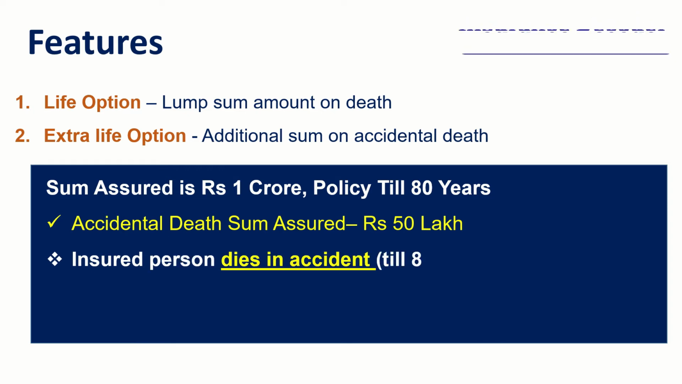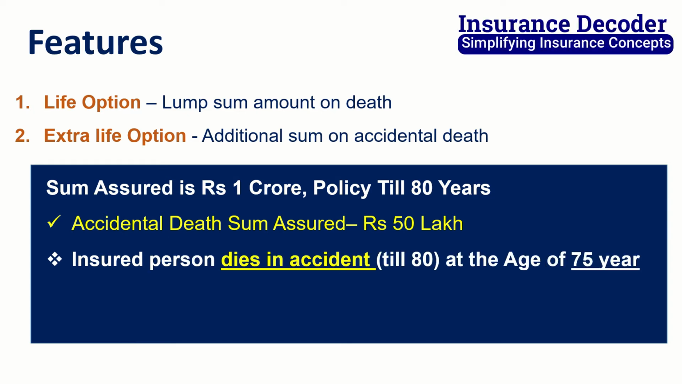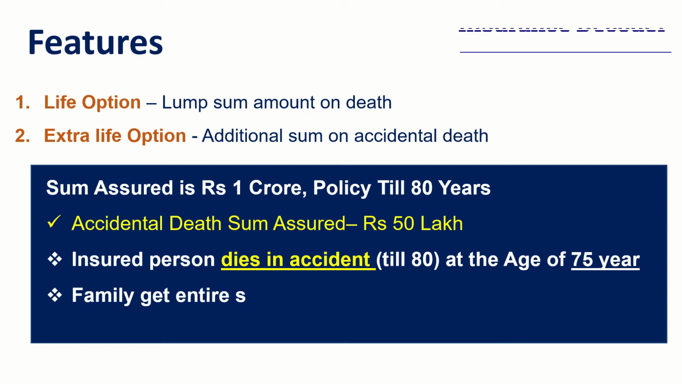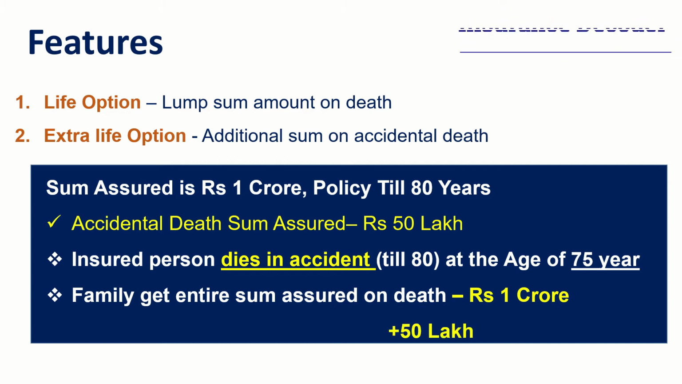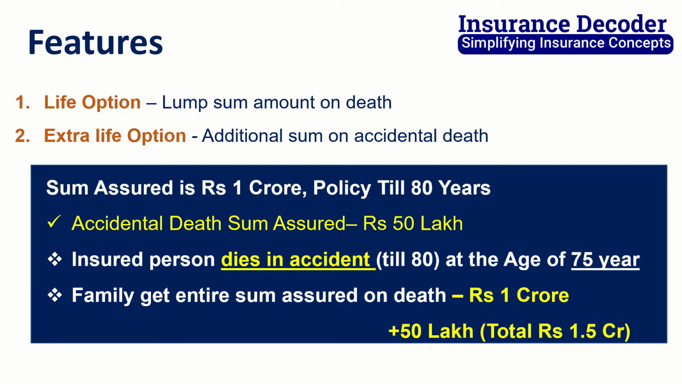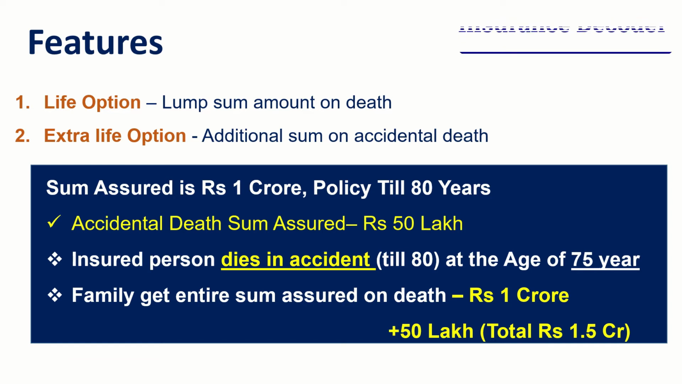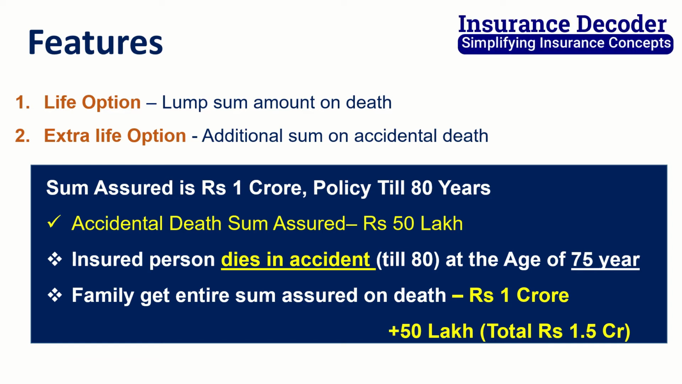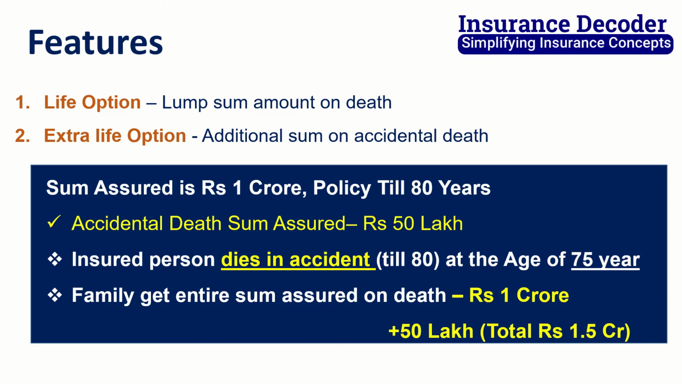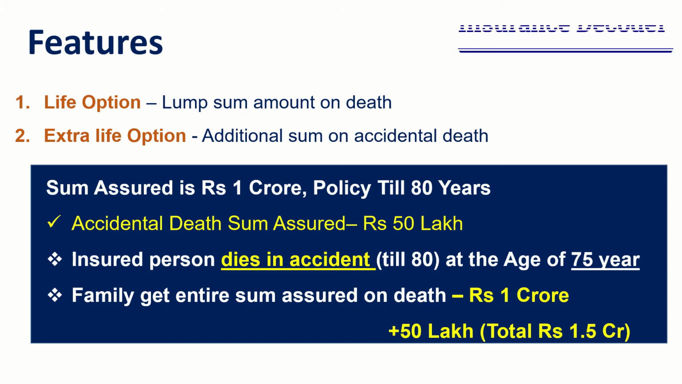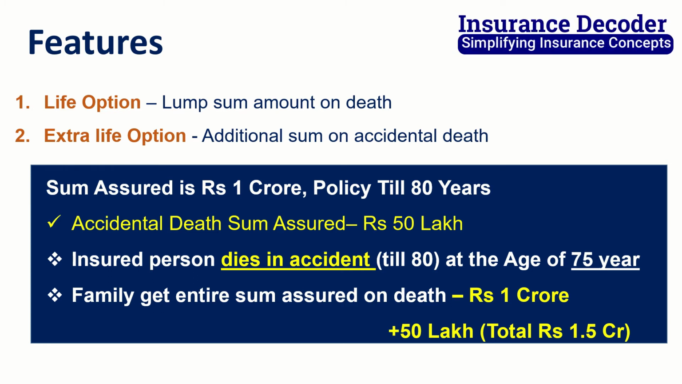Now in this case, if the person dies in an accident, the family will get the sum assured amount of rupees 1 crore plus this 50 lakh rupees that is taken for the accidental death benefit rider. So the total sum assured given to the family at the time of death of the policyholder in an accident will be 1.5 crore. If the person dies due to disease or other than accident, then the family will get rupees 1 crore only. Family will not get this 50 lakh. That 50 lakh will be given in case the policyholder dies in an accident only.